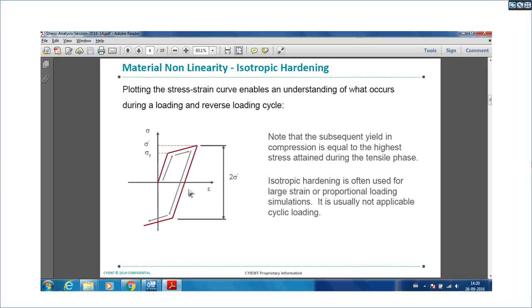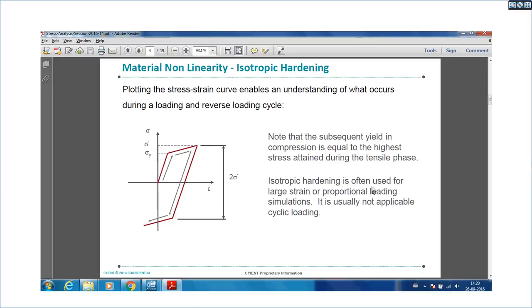Here, one of the important aspects is both tensile strength and compressive strength. This region comes under compressive strength, because we are reversing the load cycle. So tensile loading and compressive loading will be exactly the same.